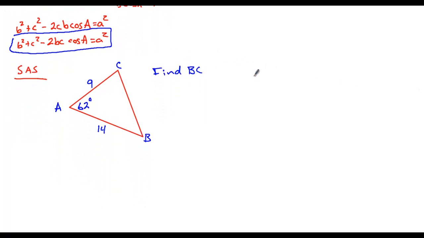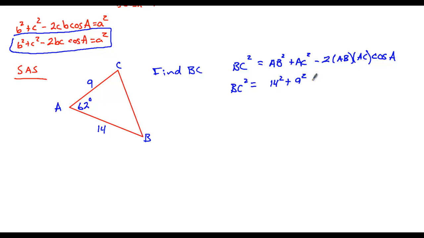to find BC. Right, if we want to find BC, we'll do BC squared equals, now we're going to use the other 2 sides, so AB squared plus AC squared, and it's going to be minus 2 times both of the sides again, so AB times AC, and then times the cosine of the angle that's opposite of BC, which is the only angle we know, angle A. So BC squared equals, AB is 14 squared plus 9 squared minus 2 times 14 times 9 times the cosine of 62.